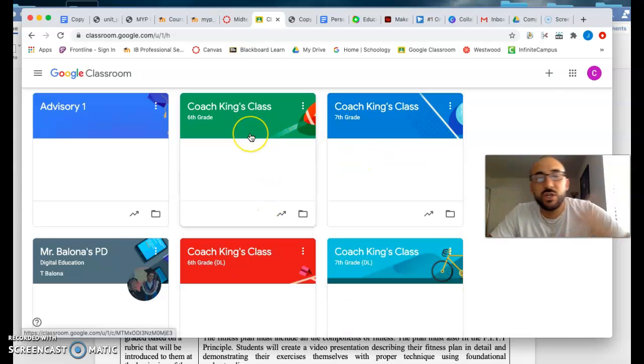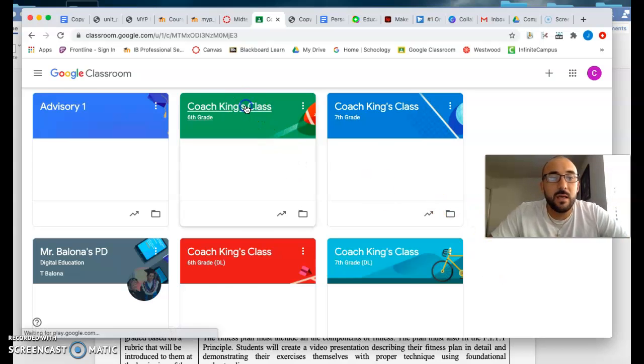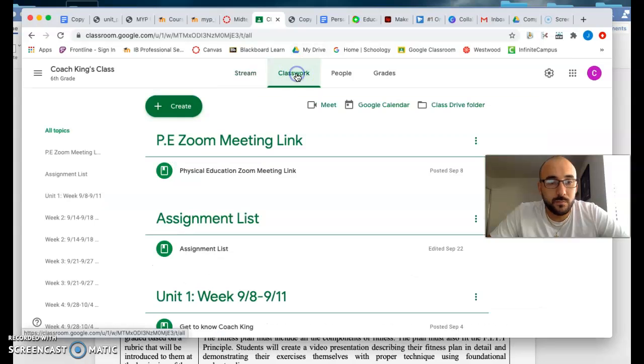And as you can see, each class is broken down into a different color and a different sport, which students absolutely love. My 6th grade class is football, my 7th grade class is volleyball, and then my 6th grade distance learners are track and then a bicycle, which many of my students love to do. Clicking on just one general class, you can see the breakdown here.